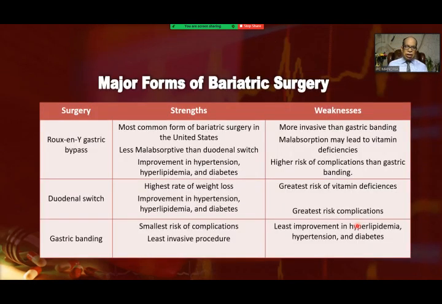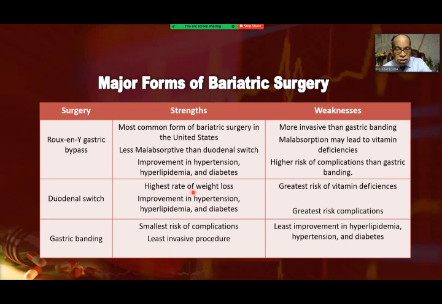Now this is a comparison of the 3 types of bariatric surgery. Roux-en-Y gastric bypass is the most common form of bariatric surgery in the United States. It is less malabsorptive than the duodenal switch, and there is improvement in the cardiometabolic risk factors. But it is more invasive than gastric banding. Malabsorption may lead to vitamin deficiency and higher risk of complications than gastric banding.